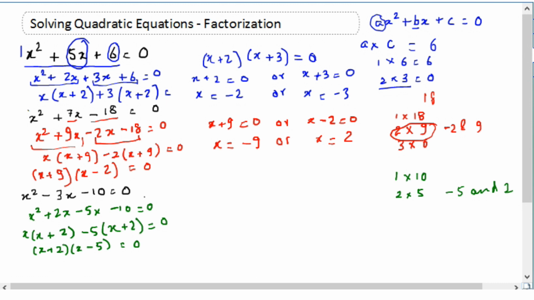So if x plus 2 into x minus 5 is 0, that means either x plus 2 is equal to 0 or x minus 5 is equal to 0. Now subtracting 2 from both sides of the equation, we can say that x is equal to negative 2, or adding 5 to both sides of the equation we can say x is equal to 5. So these are the two values of x for which this equation is going to hold true.